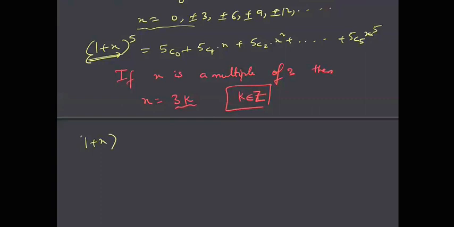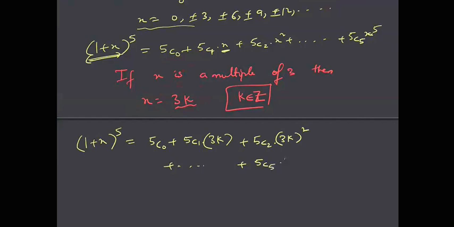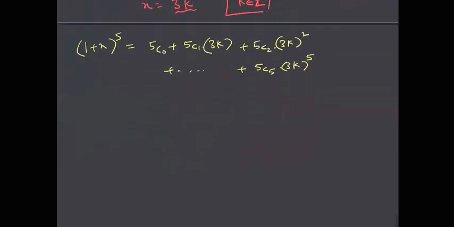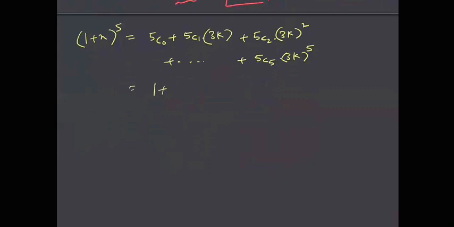Now this (1 + x)^5 is nothing but 5C0 + 5C1 x, and x is nothing but 3k, so I'm just putting x = 3k in this equation, plus 5C2 (3k)^2, plus so on, plus 5C5 (3k)^5. So 5C0 is 1, plus, see, 5C1 into 3k, this is definitely a multiple of 3, right? Because it is 3 times some integer. 5C1 is an integer, k is an integer, so it is 3 times some integer. This is 3 squared times an integer. So it is definitely a multiple of 3.